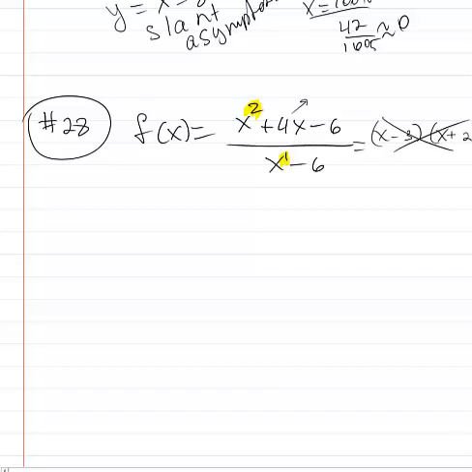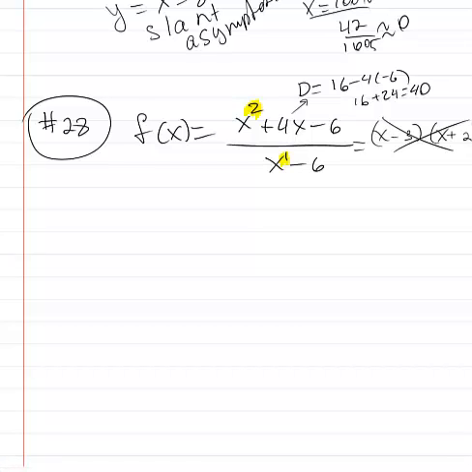Also, look at the discriminant. The discriminant is 16 minus 4 times minus 6. That's 16 plus 24, which is 40, right? 40 is not a perfect square. So you don't expect this to be factorable. Okay, so that means it's in a simplified form.